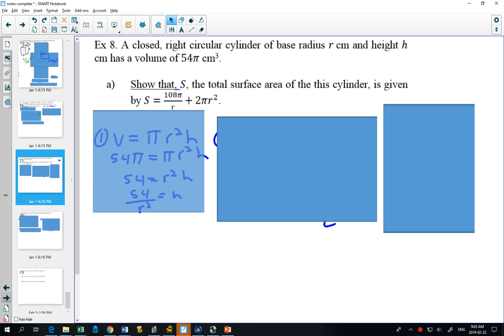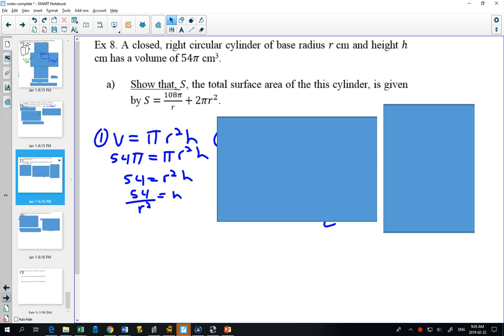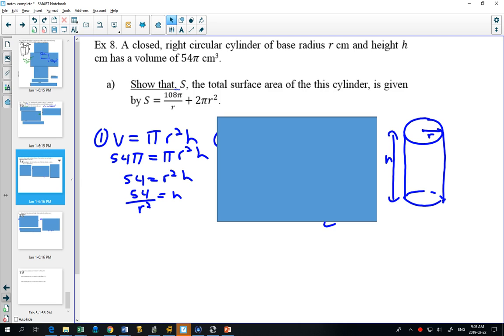We know that the volume is 54 pi. And my volume of a cylinder is pi r squared times h. Does anybody know why the volume is that? Okay, first of all, does everybody have this formula memorized? No. Okay, good. I'm glad someone doesn't have it memorized.